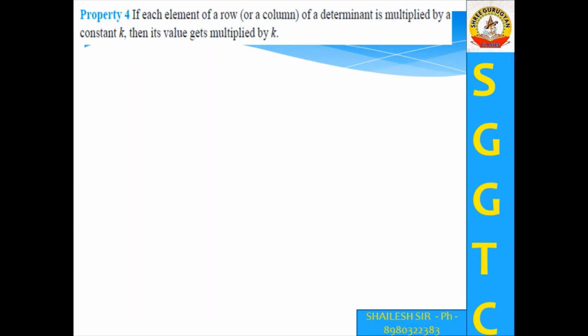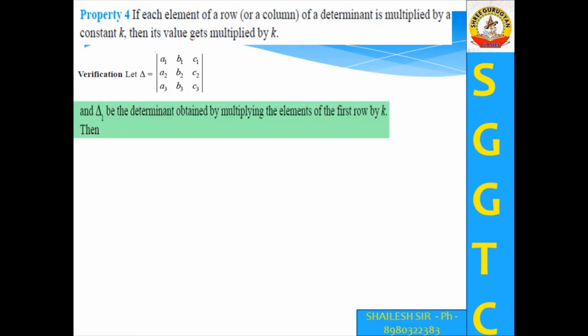Now the fourth property. If any one row or column is multiplied by a constant k, you get a new value that is k times the original value. See, I will explain it solution-wise. Consider A1, B1, C1, A2, B2, C2, and A3, B3, C3. I just multiply the first row.